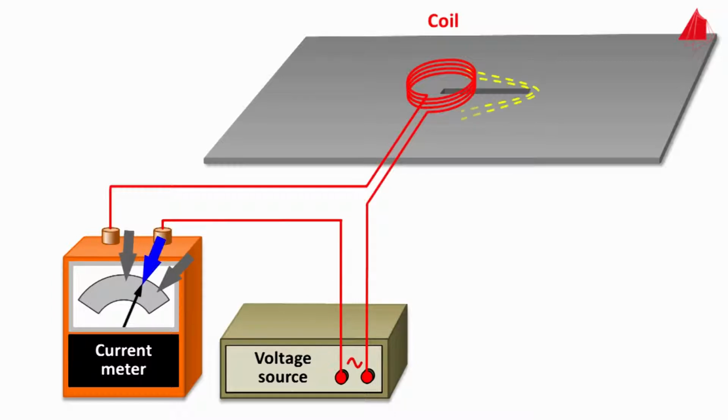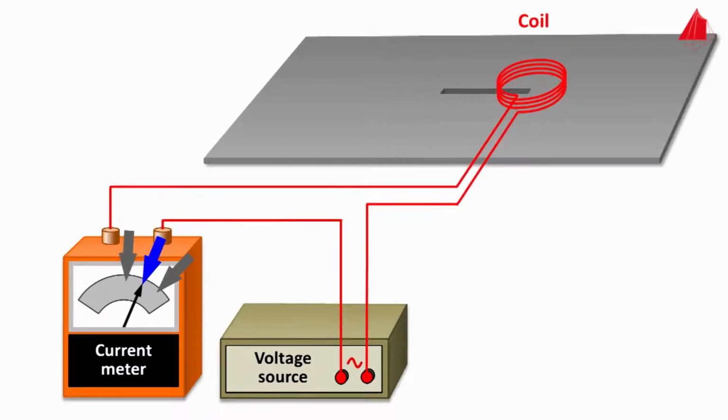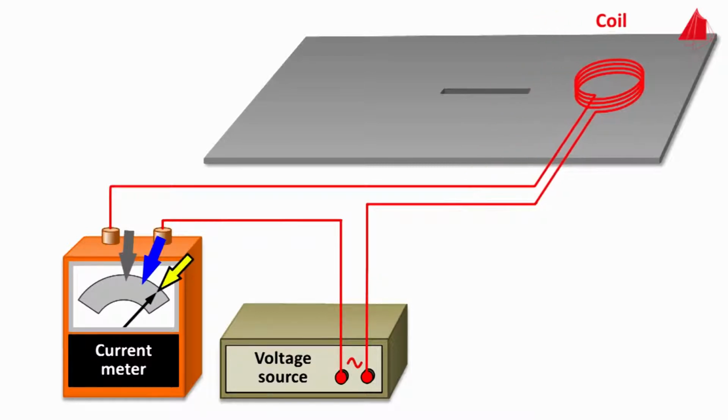When the coil is located over the saw cut, the current consumption drops. The eddy current can no longer flow freely and must take a detour around the saw cut. This in turn decreases the strength of the eddy current. The magnetic field of the eddy current is weaker and interacts less with the coil. In the intact part of the sheet, the eddy current flows unrestrictedly again, and the current consumption of the coil is high.